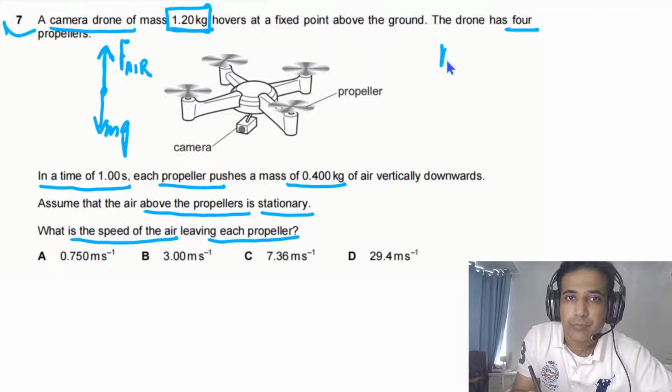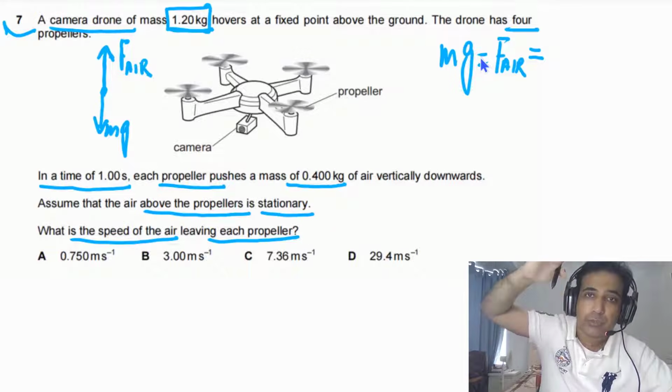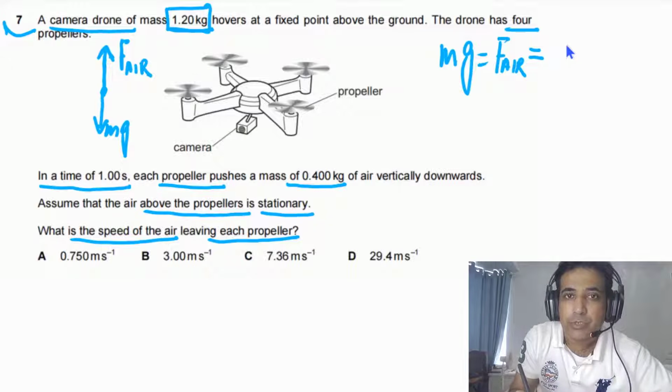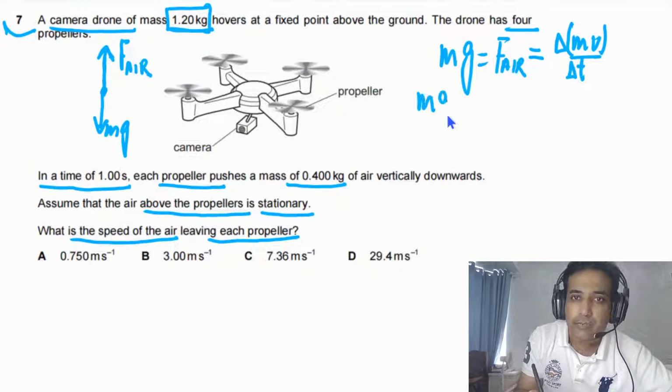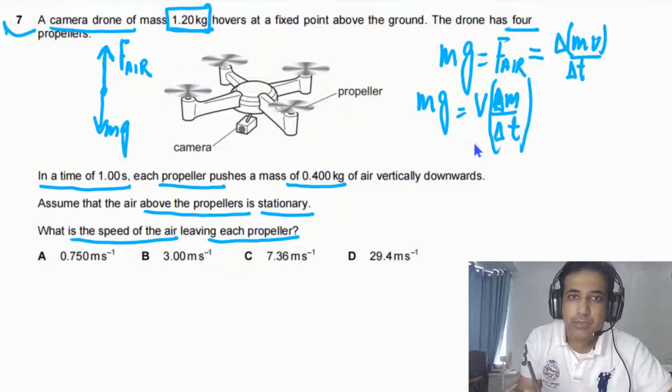So in this case simply we will write down mg is equal to F air, and F air is the resultant force on the air because the drone is pushing air in downward direction. So this resultant force will be equal to delta mv over delta t. So we can write down mg equals v times delta m over delta t. In this case v we need to find out, v we have to figure out.